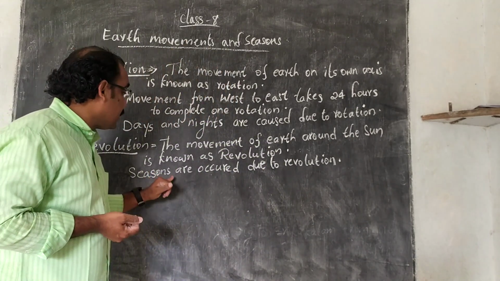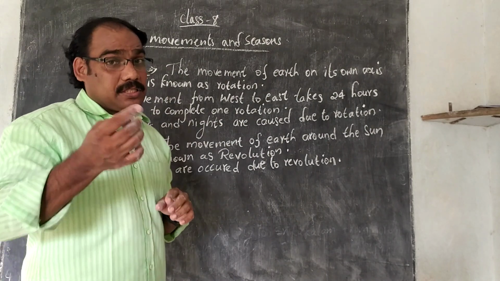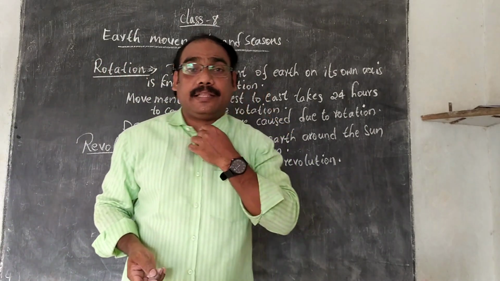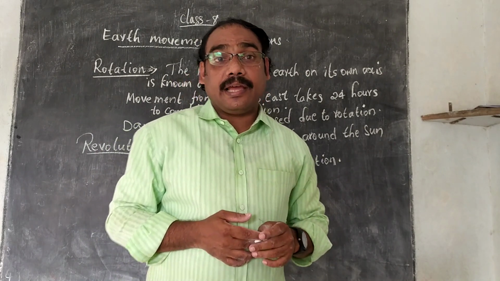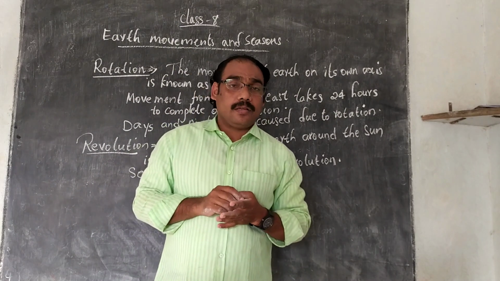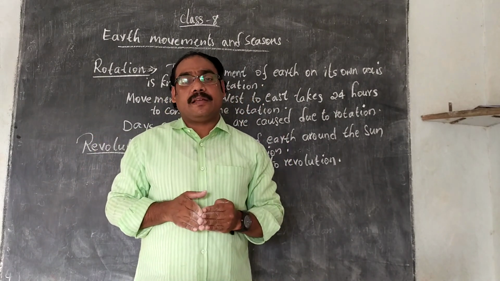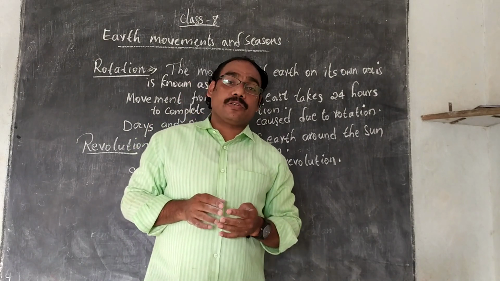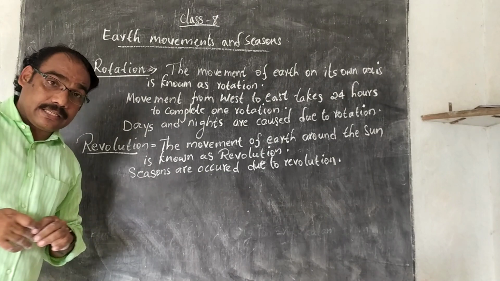So all these seasons we get due to revolution. If we take India, mainly we have summer season, rainy season and winter season. Which months these fall in, we will learn later. These seasons we get because of the revolution of the earth. Is it clear?